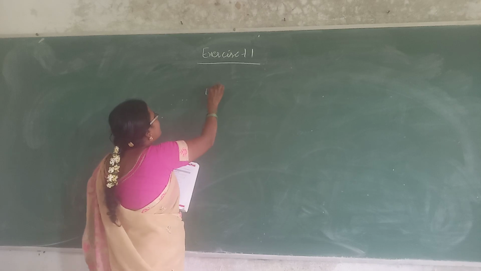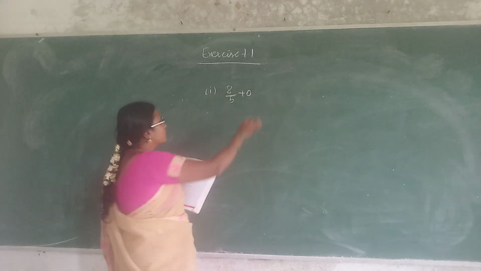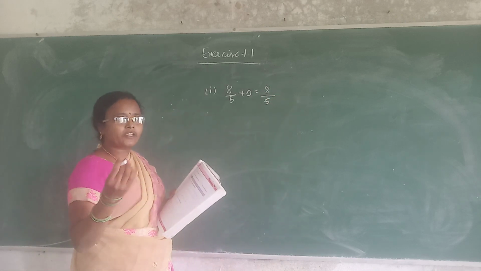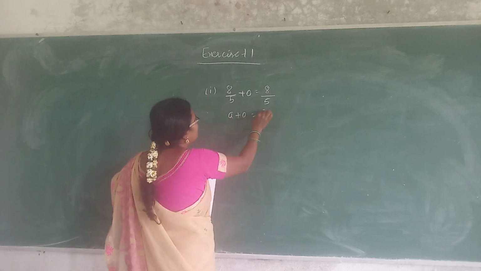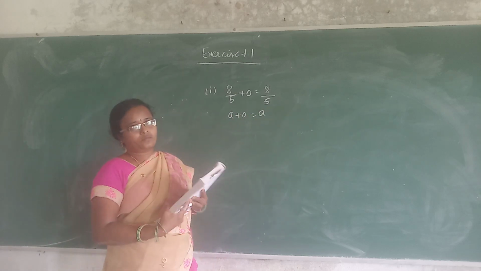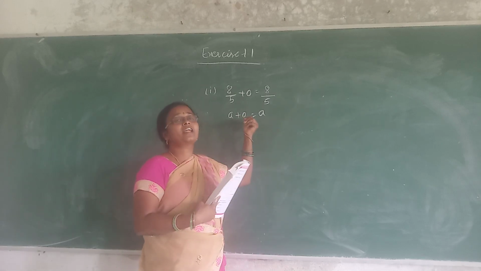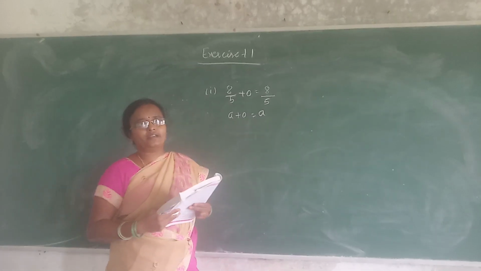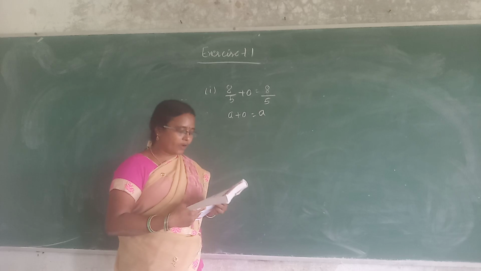As there is involvement of 0, I think you can recall the formula that a plus 0 is equal to a. So, a plus 0 is equal to a, and you can see 0 is the additive element. So, it is the additive identity.